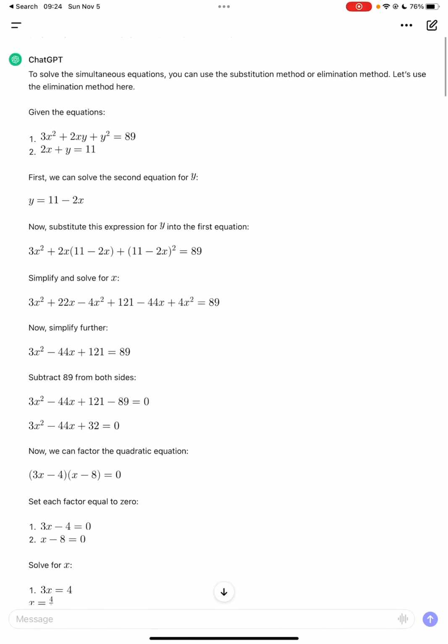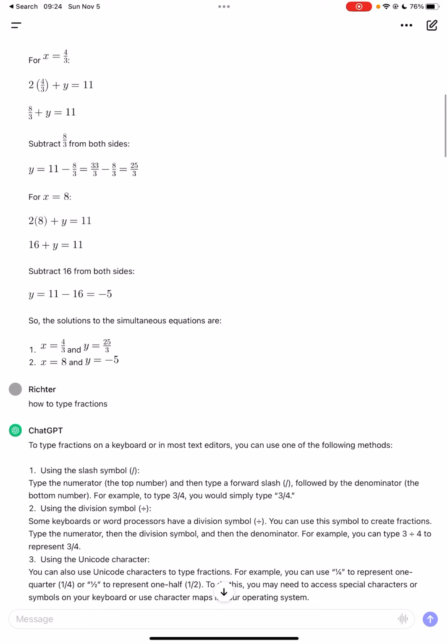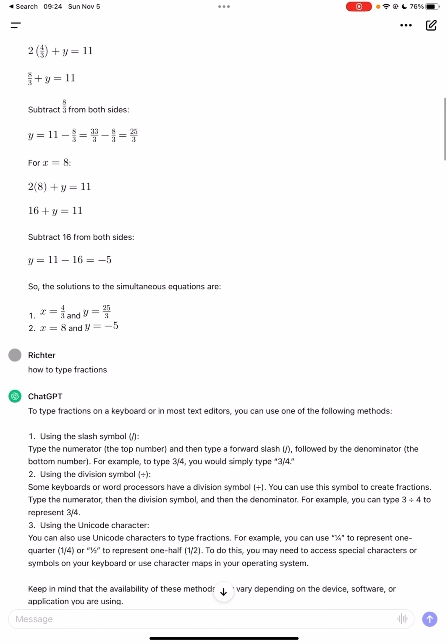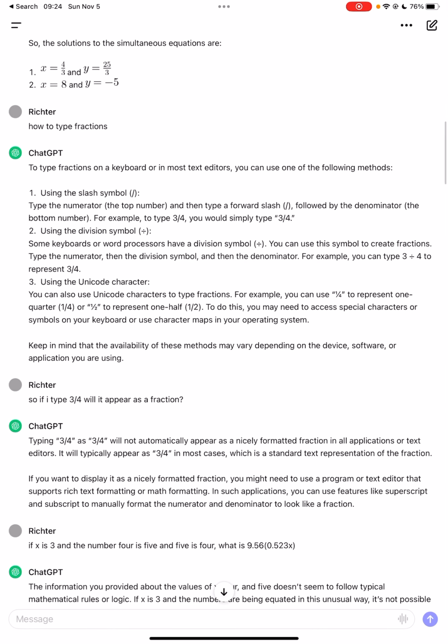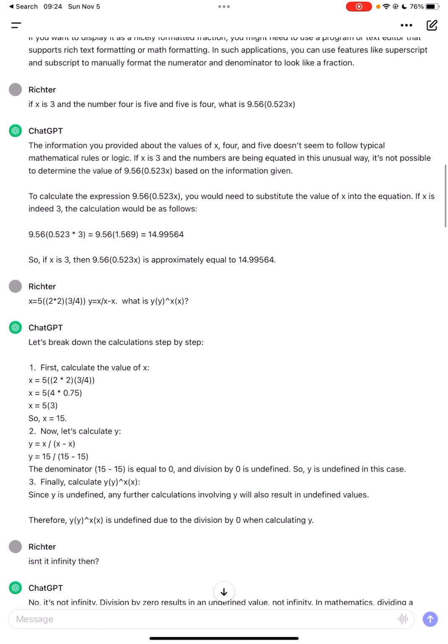Hold up. I think I just won an argument against ChatGPT. So basically, first I typed this relatively simple problem, and then this is where the argument started.